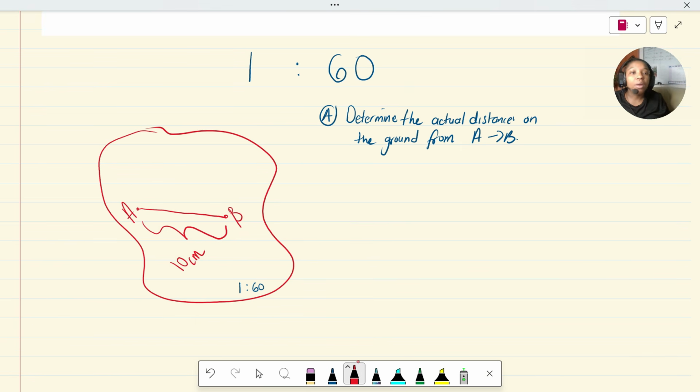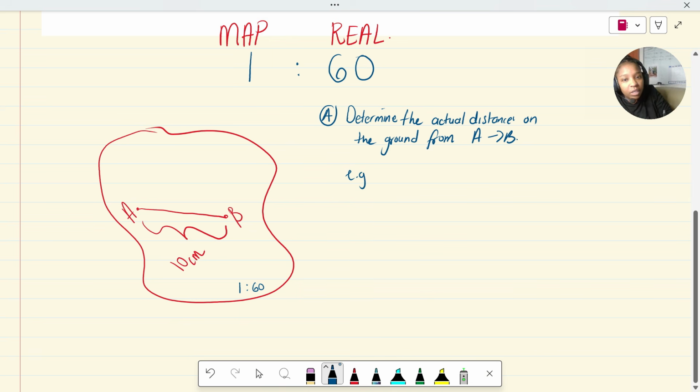What does that 1 mean? What does that 60 mean? The 1 basically means that if you measure 1 unit on the map, it means 60 units in real life. In other words, if you measure 1 centimeter on the map, that means in real life it is 60 centimeters. Or if you measure 1 millimeter on the map, it means in real life it is 60 millimeters. So that's basically what it means.